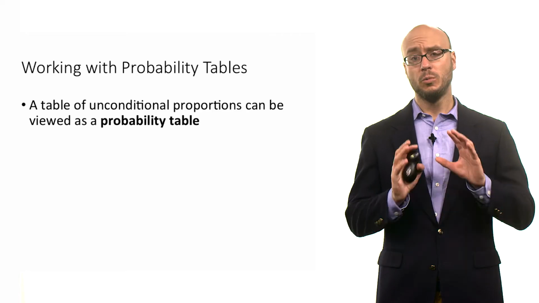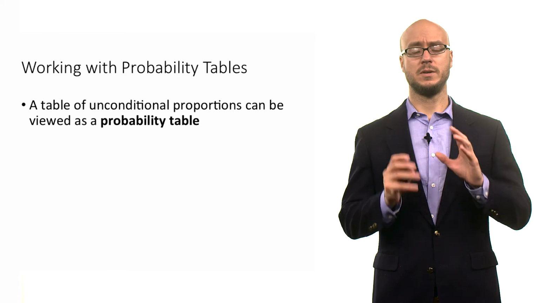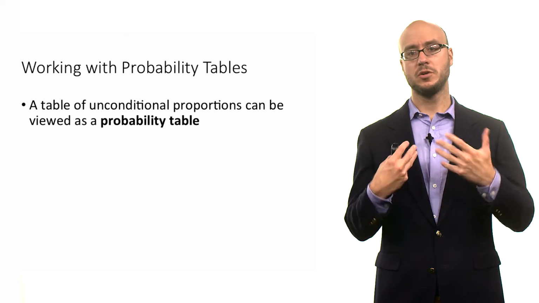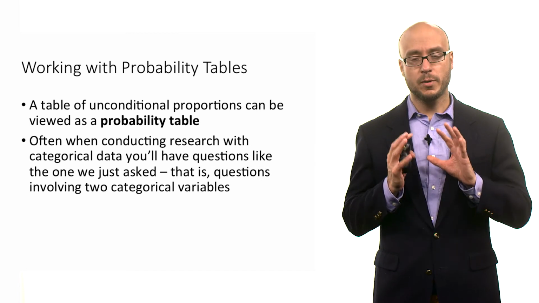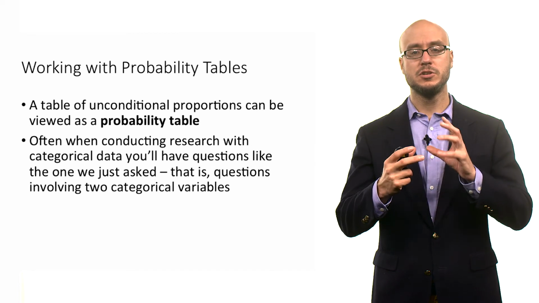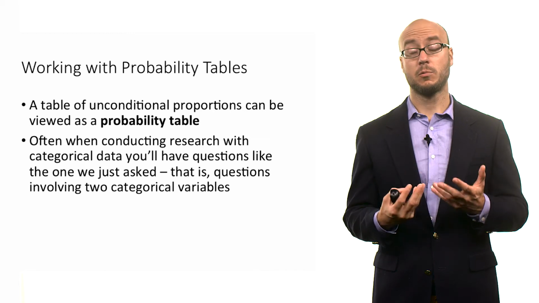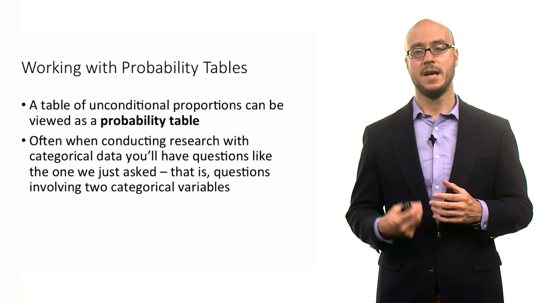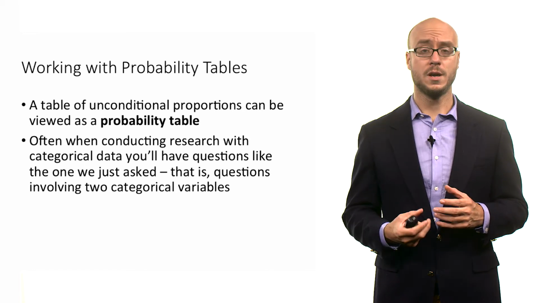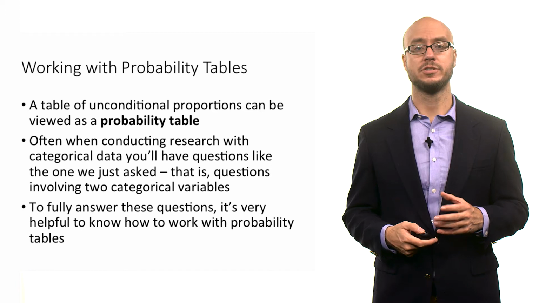So one way to think about looking at these two events of being poor and not having health insurance existing together is to create a probability table. We've actually seen this before. A table of unconditional proportions, you can think of it as a table of probabilities. A probability table is used to answer the kinds of questions that we're talking about right now. We want to know how likely is it that an American is to be poor and not have health insurance.